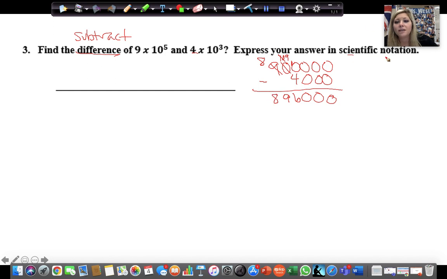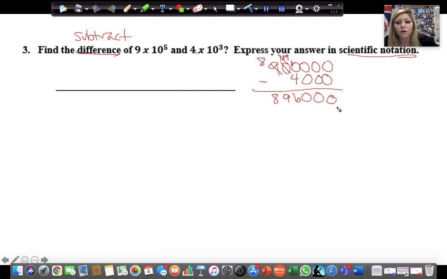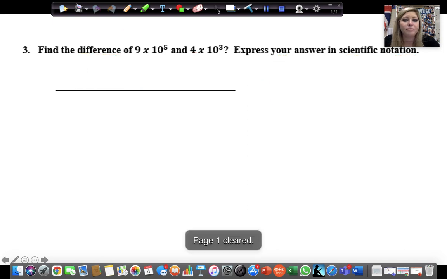It wants it in scientific notation, though, so we are going to start at the back of the number and move that decimal over 1, 2, 3, 4, and 5 times. So it'll be 8 and 96 hundredths times 10 to the 5th. That's where that 5 comes into play there. You want to make sure that you move your decimal all the way over until there's just one number to the left of the decimal.